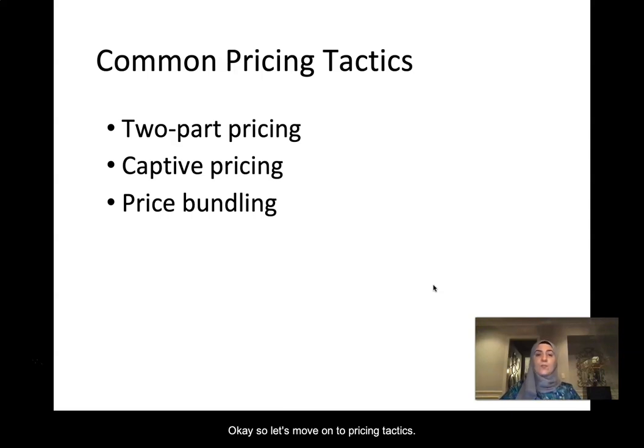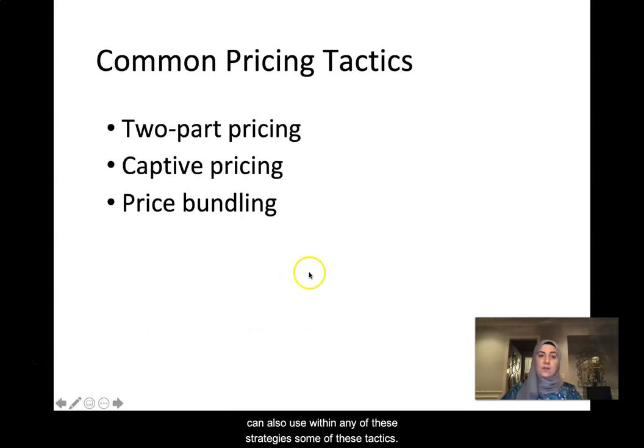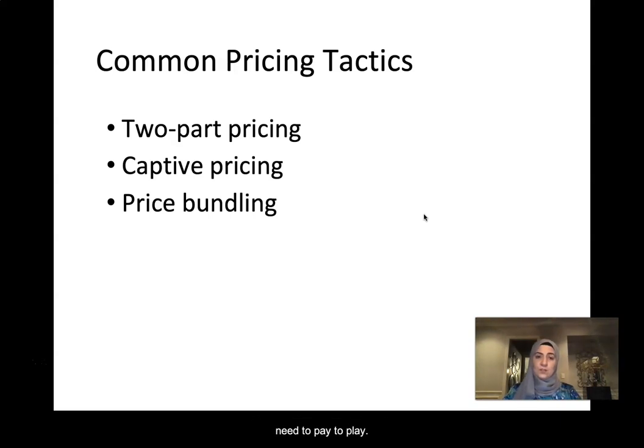Okay, so let's move on to pricing tactics. Once I've decided on a strategy, whatever it may be, I can also use some of these tactics within any of these strategies. Two-part pricing is when you're required to pay twice to get whatever you need. This is very common with services, something like club memberships. You pay the annual fee, but then you need to pay again every time you're going to play tennis. Top Golf, if you want to make a reservation, uses a form of two-part pricing. You need to pay to make the reservation, but then you also need to pay to play.